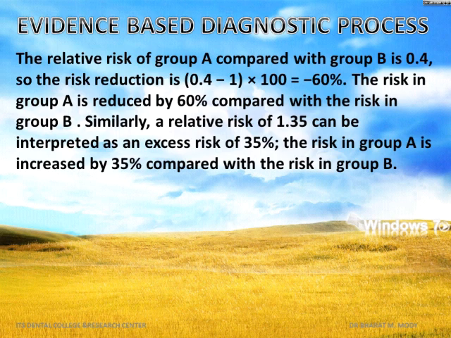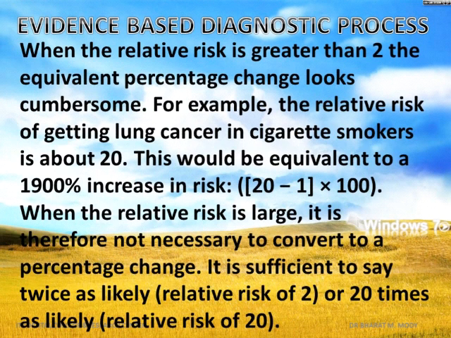Every statistic gets interpreted by the way you want. Be very careful to find out whether you are being given wrong information. The interpretation should perfectly match the statistics which have been utilized, and that is what evidence-based education is all about. When the relative risk is greater than 2, then the calculation becomes huge.